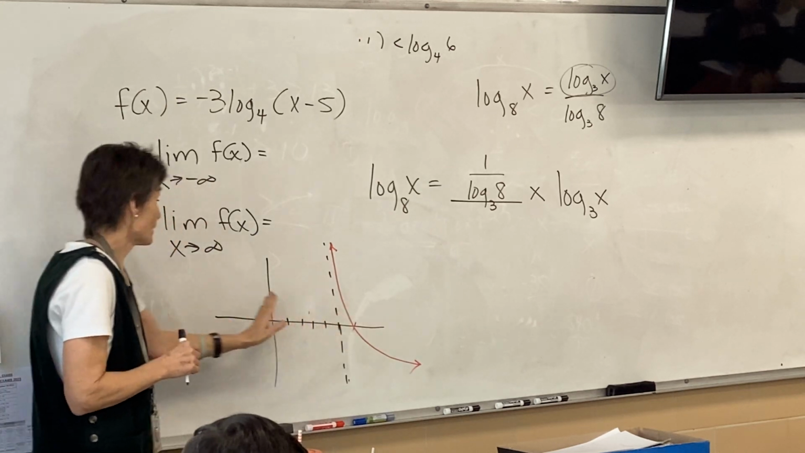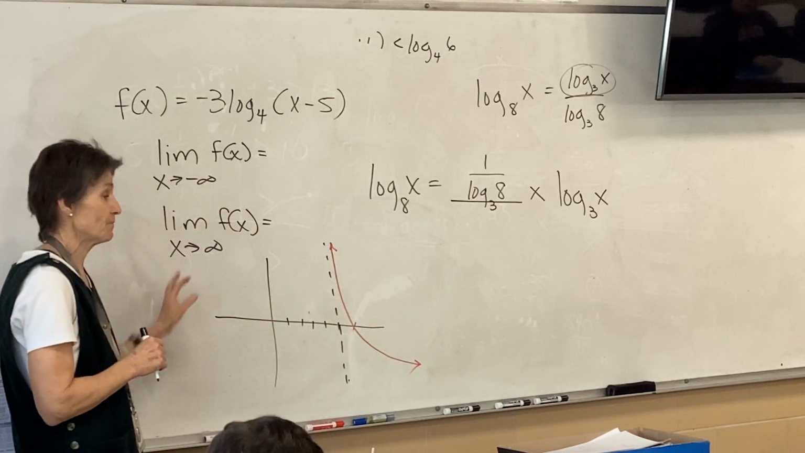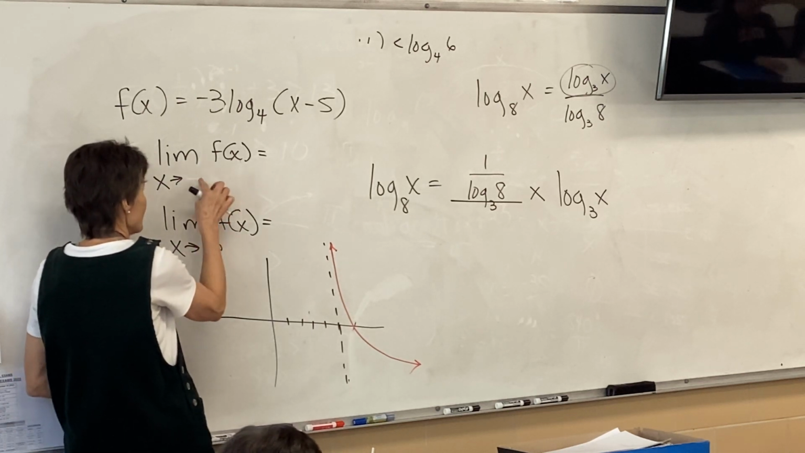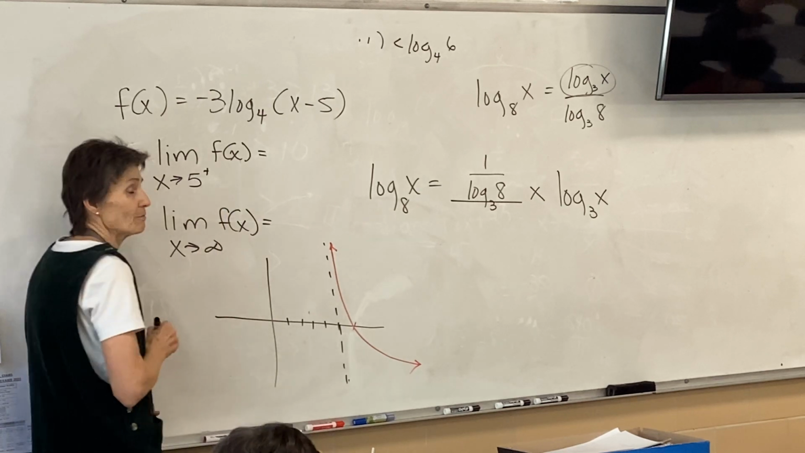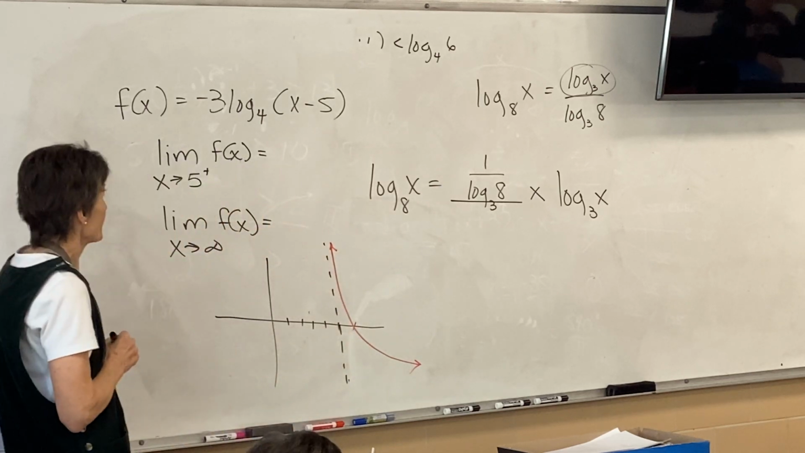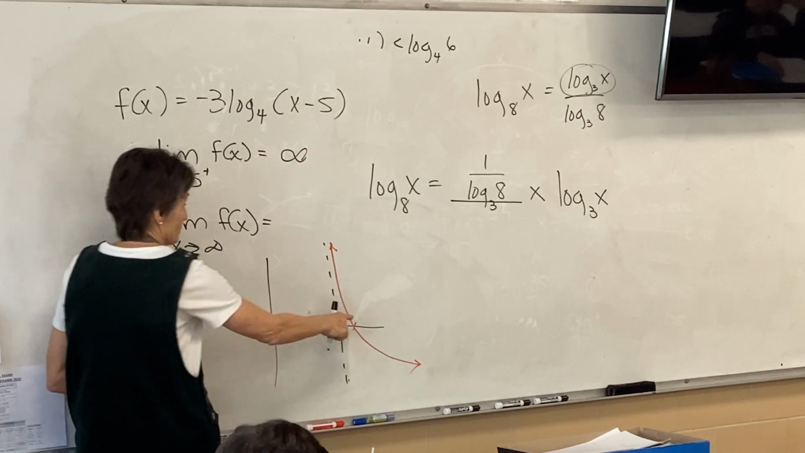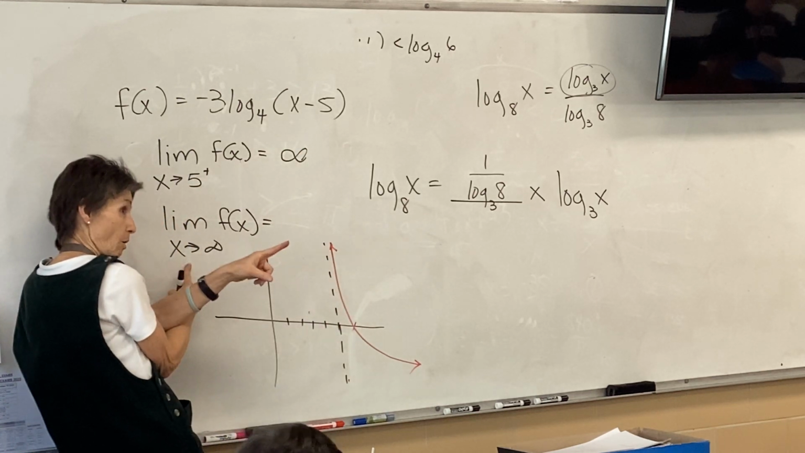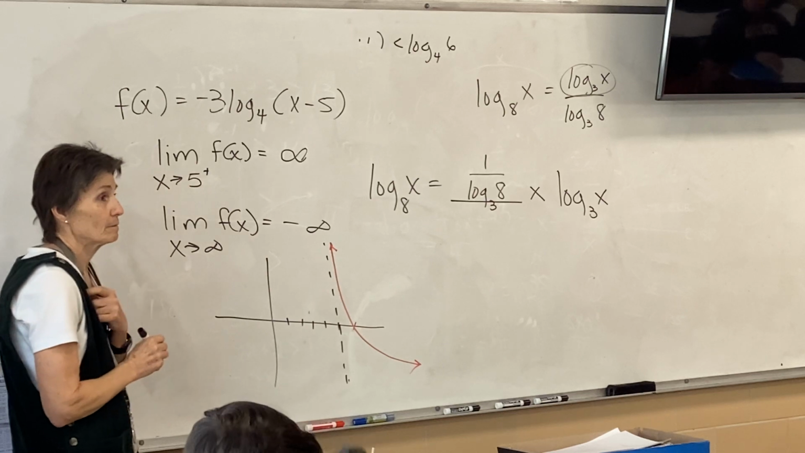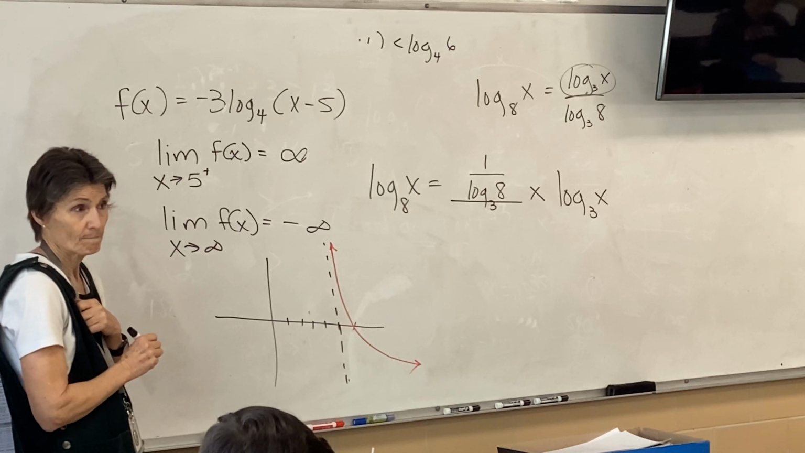Can my logarithm go to negative infinity? No. What is the farthest to the left that particular one can go? 5. So we're going to change this. Instead of negative infinity, it's going to be 5, from the right. It's coming from the right toward 5. And the limit is positive infinity. Now, can it go all the way to the right? Yep. And that limit is negative infinity. Is that all right with everybody?